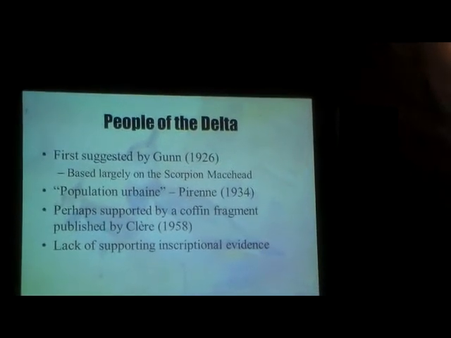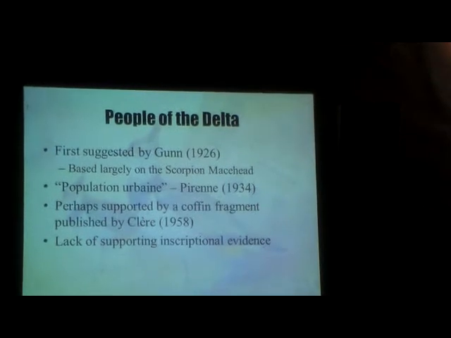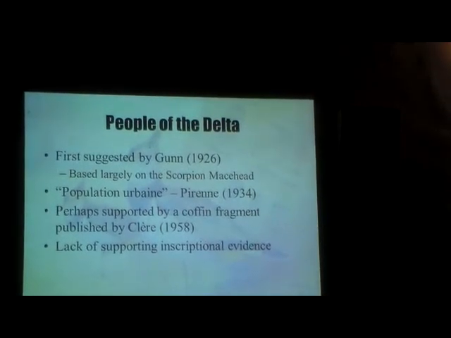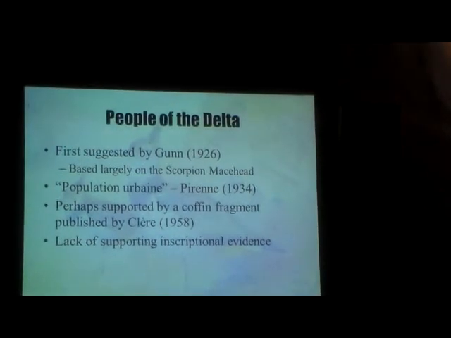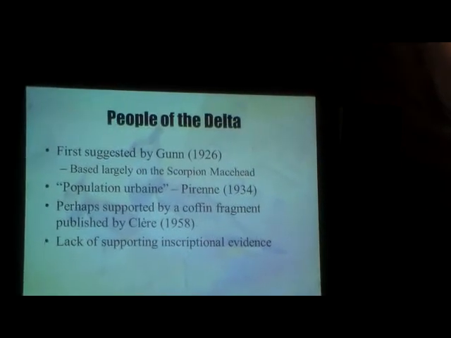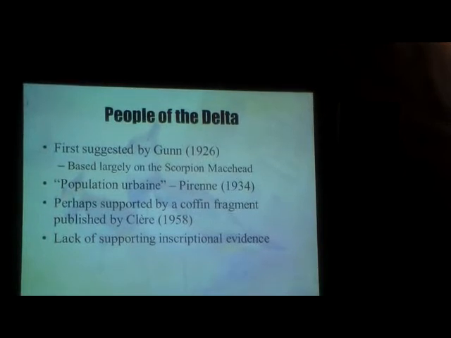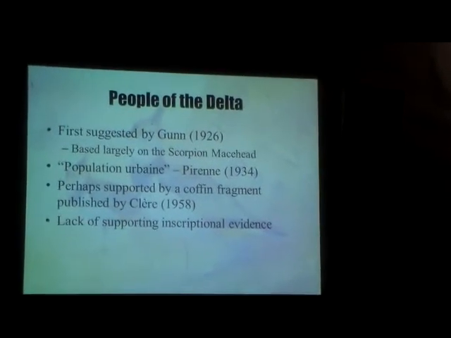First, in 1926, you have the rekhyt people being proposed as a group of people who resided from the Delta, in the area of Lower Egypt. And this is based largely on one object, the scorpion mace head, which I'll show you a picture of in a second.